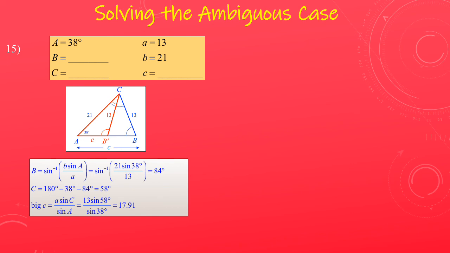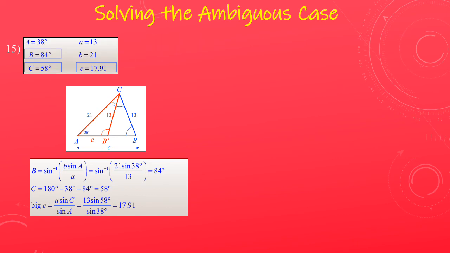We first go for triangle ABC in blue. Angle B is equal to the inverse sine of little b sine A over little a, which is the inverse sine of 21 sine of 38 degrees over 13, which to two decimal places is exactly 84 degrees. Angle C is 180 degrees minus 38 degrees minus 84 degrees, which is 58 degrees. And big C is little a sine C over sine A. 13 sine of 58 degrees over sine 38 degrees is 17.91. So our final answer is angle B equals 84 degrees, angle C equals 58 degrees, and little c equals 17.91.